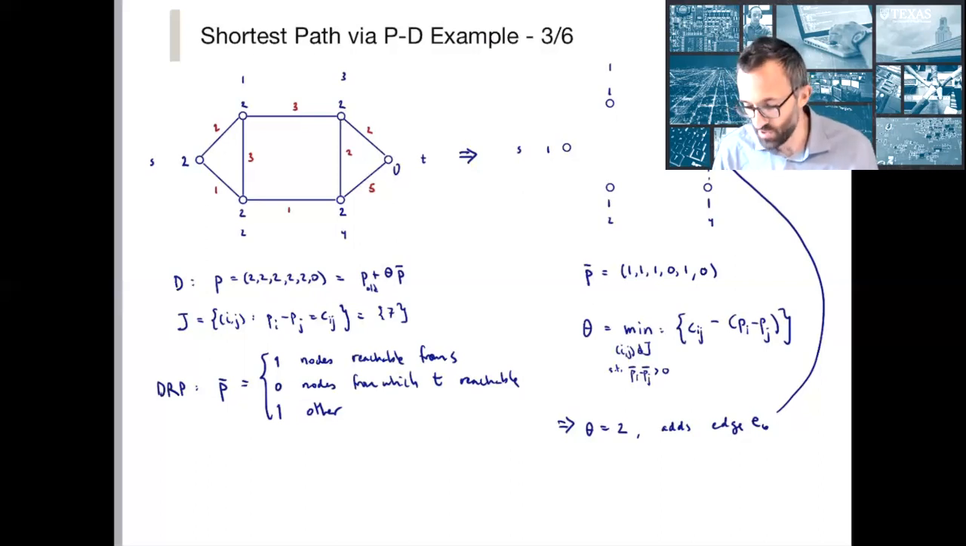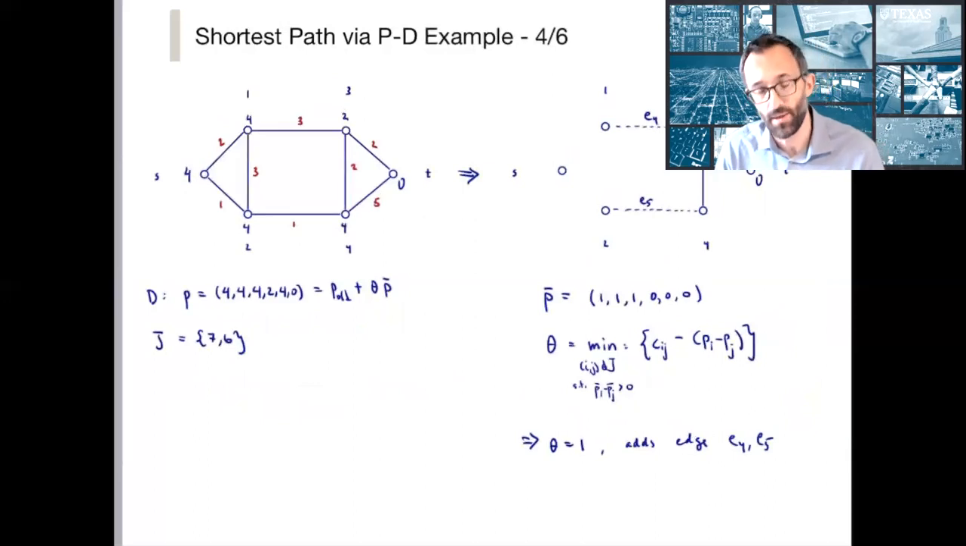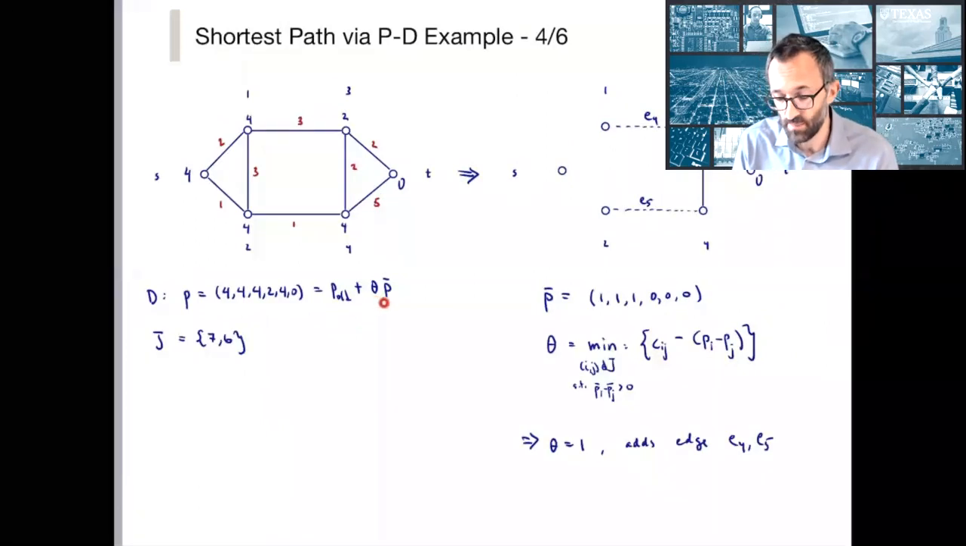Similarly, I can compute theta. Theta equals 2. Choosing theta equals 2 makes another one of my constraints tight. That constraint corresponds to the 6th edge, which is the one that's dotted. And we continue on in that way. The next p I obtain in the same way. P old, which was 2, 2, 2, 2, 2, 2, 0, plus theta, which is 2, times the p bar that I computed. Now I've added 2. I have 2 tight edges.